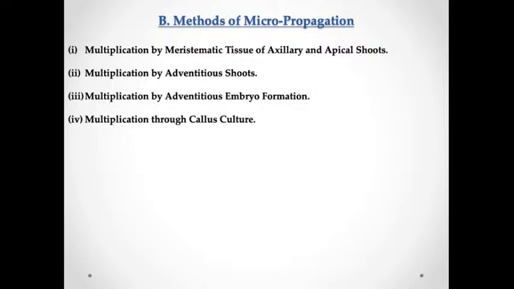So, methods of micropropagation. It could be multiplication by meristematic tissue of axillary and apical shoots, multiplication by adventitious shoots, multiplication by adventitious embryo formation, or multiplication through callus culture. All these things are possible with the help of micropropagation.